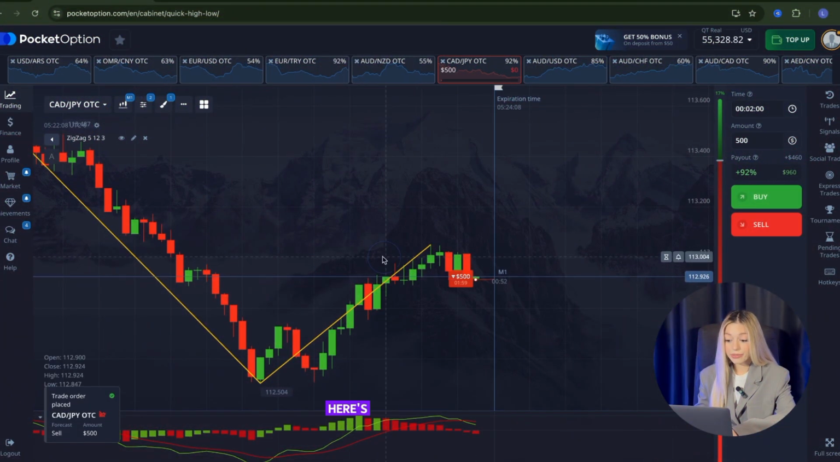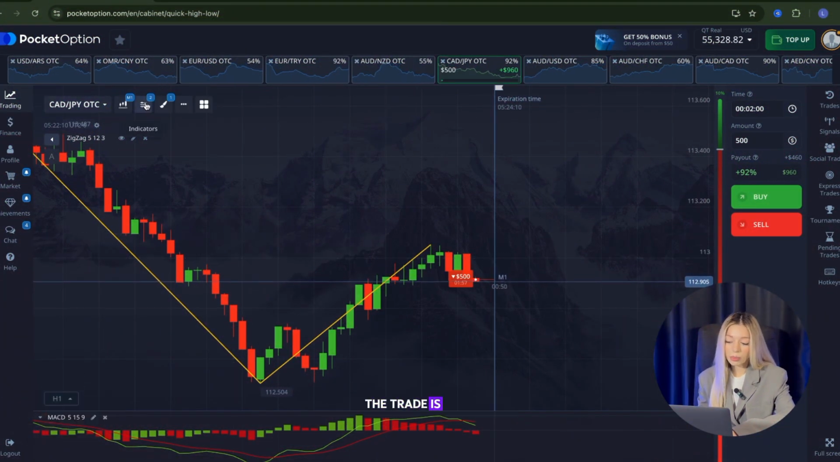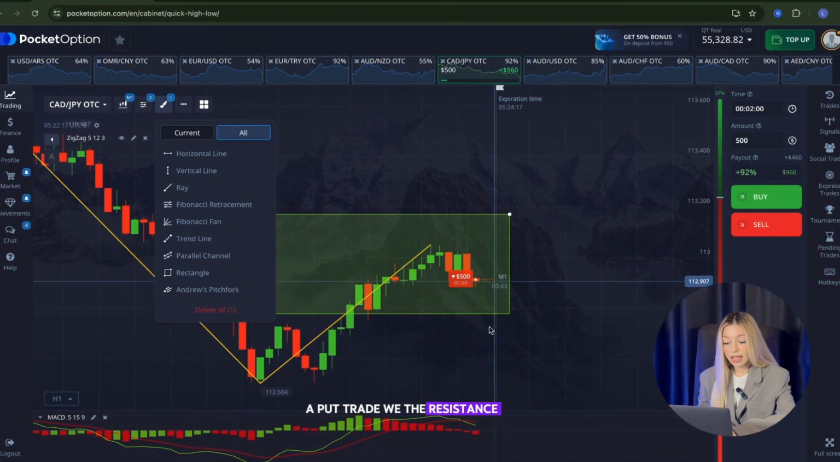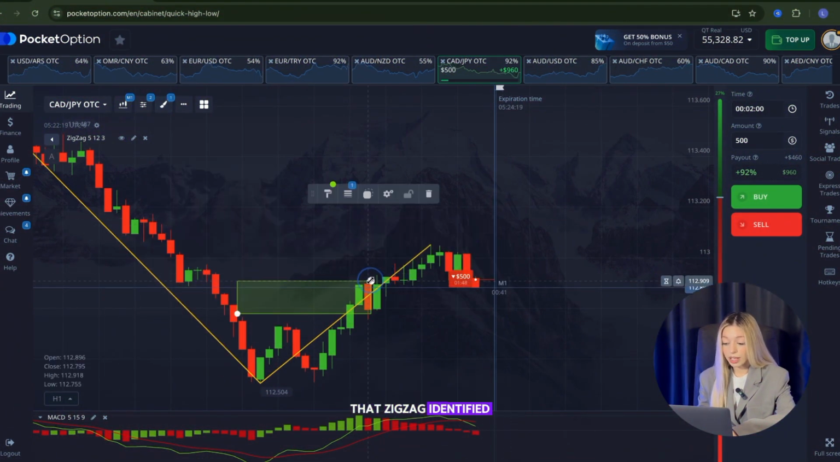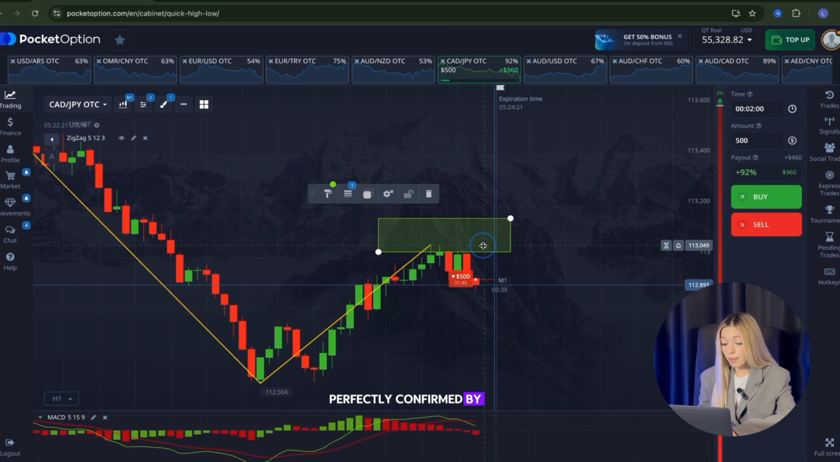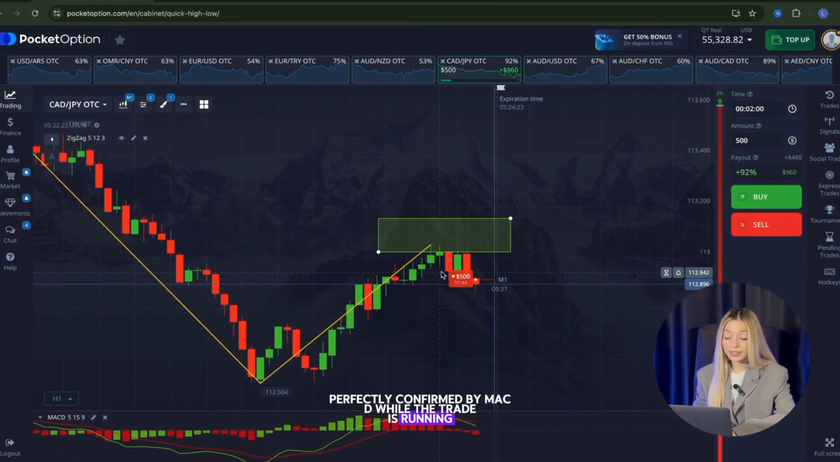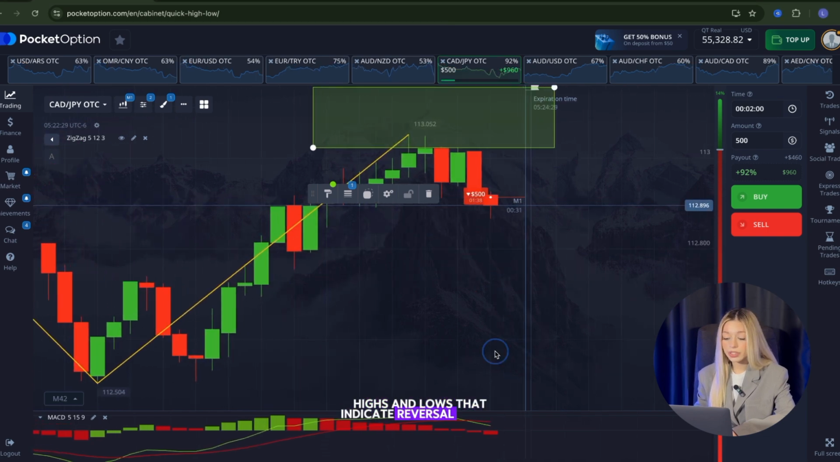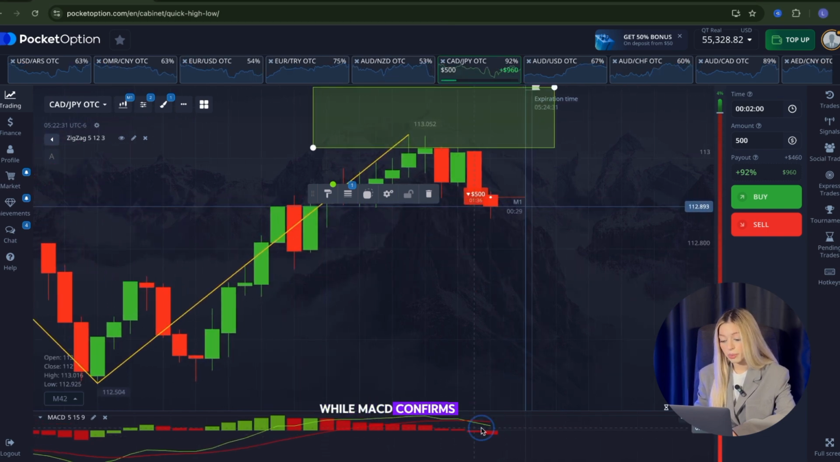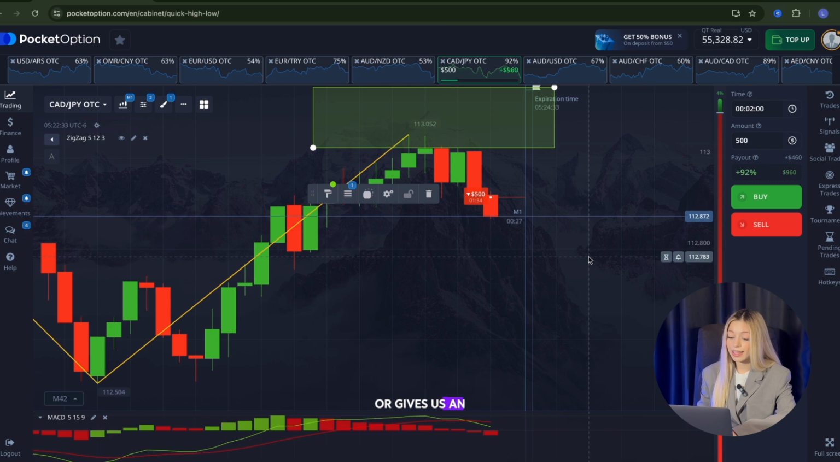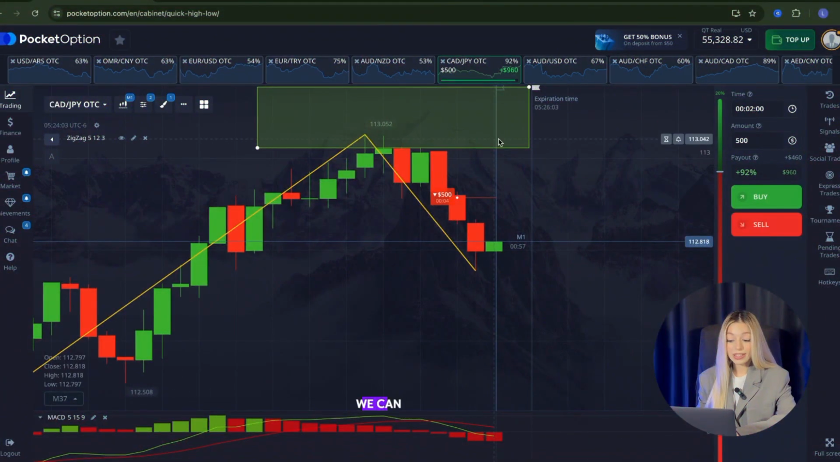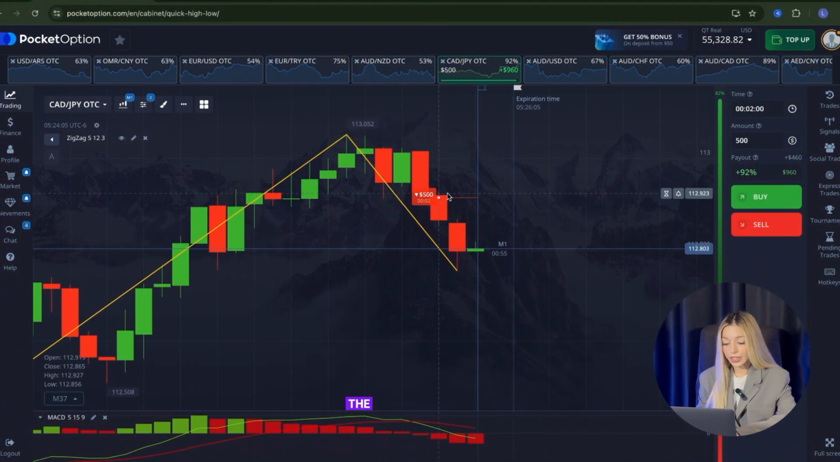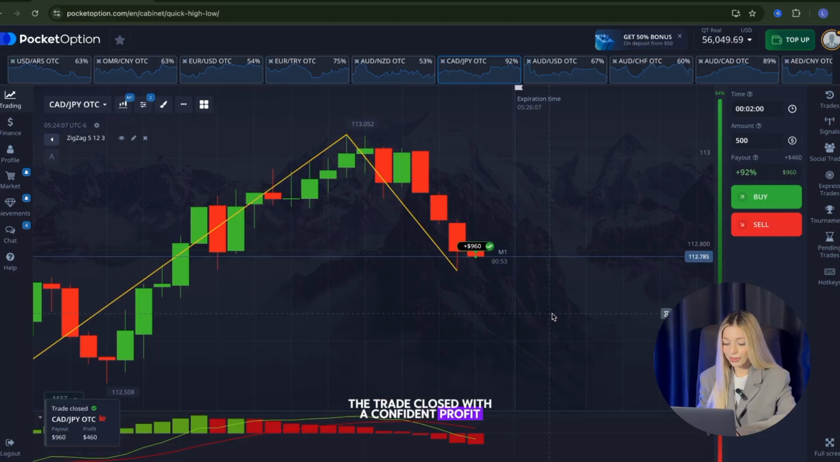Okay, here is the first opportunity. The trade is open, but why a put trade? We see a resistance level that zigzag identified perfectly, confirmed by MACD. While the trade is running, let me explain. Zigzag helps us identify key highs and lows that indicate reversal points, while MACD confirms the trade or gives us an entry signal. Guys, we can now remove the rectangle. The trade closed with a confident profit.